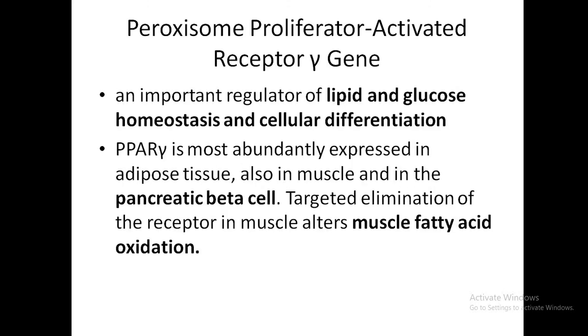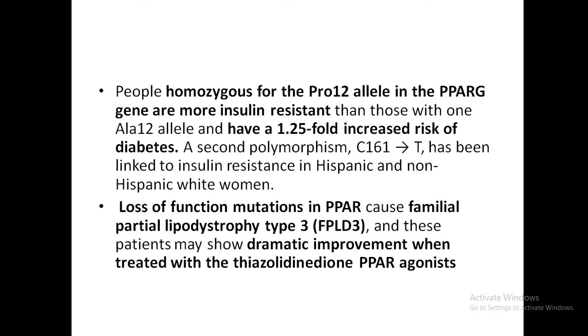The PPAR gamma gene is an important regulator of lipid and glucose homeostasis and cellular differentiation. It is most abundantly expressed in adipose tissue, but also present in muscle cell as well as pancreatic beta cell. When this gene is affected, there are changes in muscle fatty acid oxidation. Individuals who are homozygous for the PRO12 allele in the PPAR gene are more insulin resistant, and they have a 1.25-fold increased risk of diabetes.